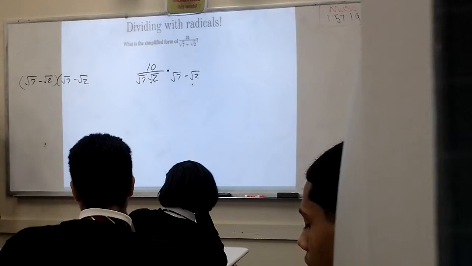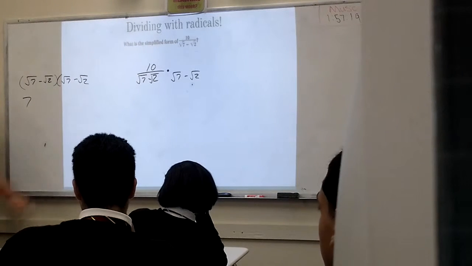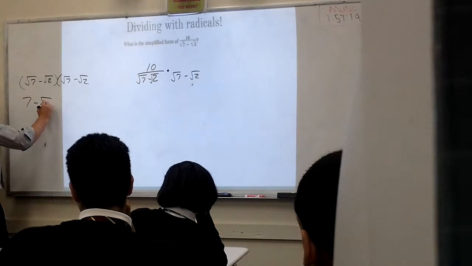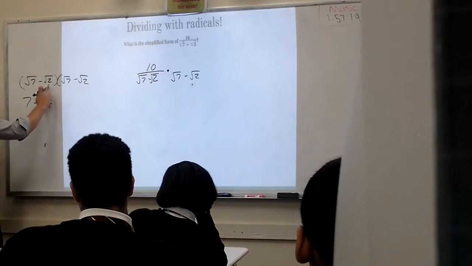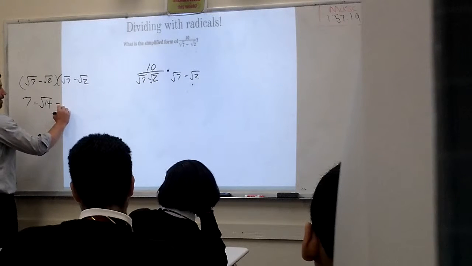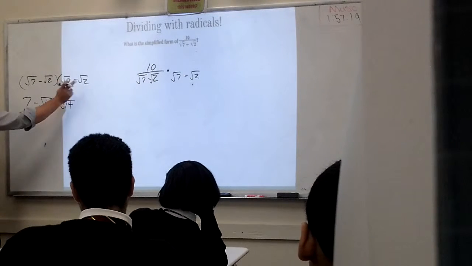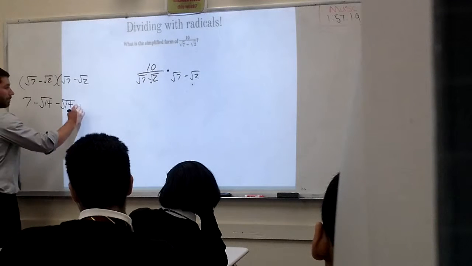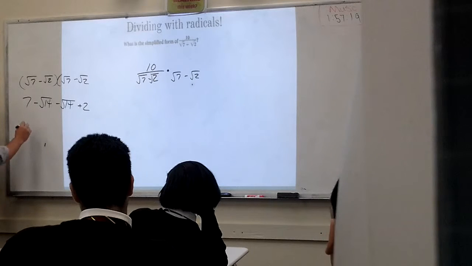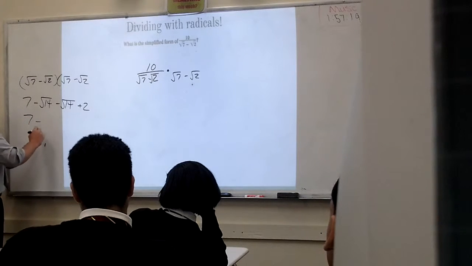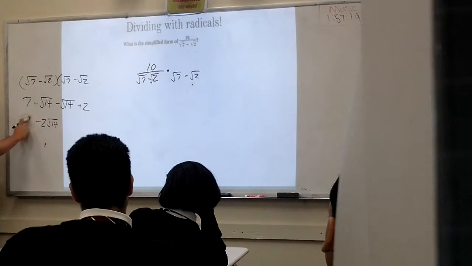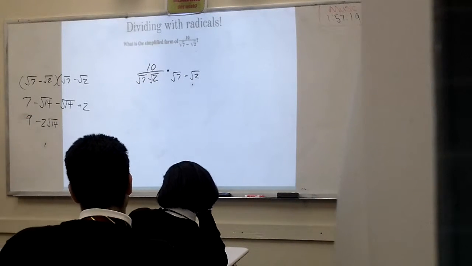Square root of 7 times the square root of 7 is 7. Square root of 7 times negative square root of 2 is minus square root of 14. Negative square root of 2 times square root of 7 is minus square root of 14, right? And negative square root of 2 times negative square root of 2 is plus 2, right? Negative, negative gets positive. If I combine these, what do I get? Minus 2 square root of 14, and then combine the 7 and the 2 and get 9.